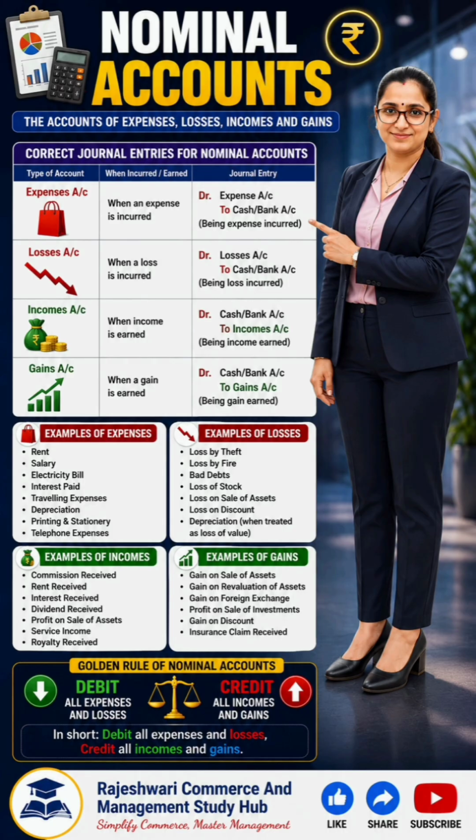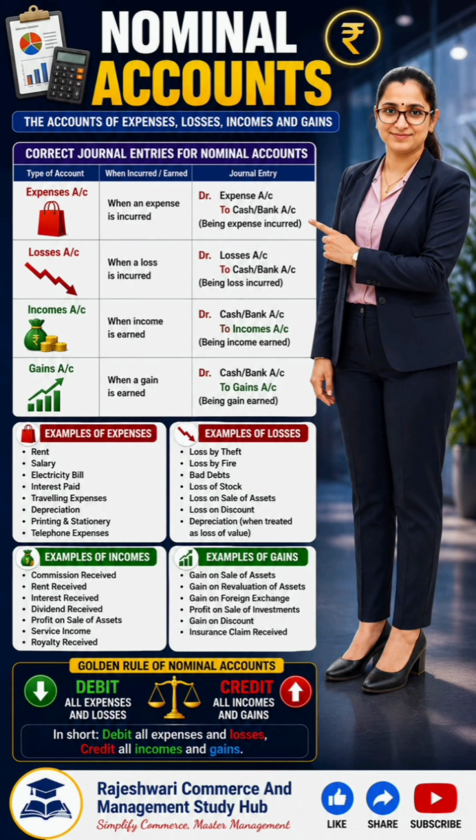So what are the expenses? Let us see some examples. Rent, salary, electricity bill, etc. All this comes under expenses. Losses: loss by theft, loss by fire, bad debt, loss of stock, all this comes under losses. Incomes: commission received, rent received, interest received, etc. Gains: gain on sale of asset, revaluation of asset, gain on foreign exchange, all this comes under gains.